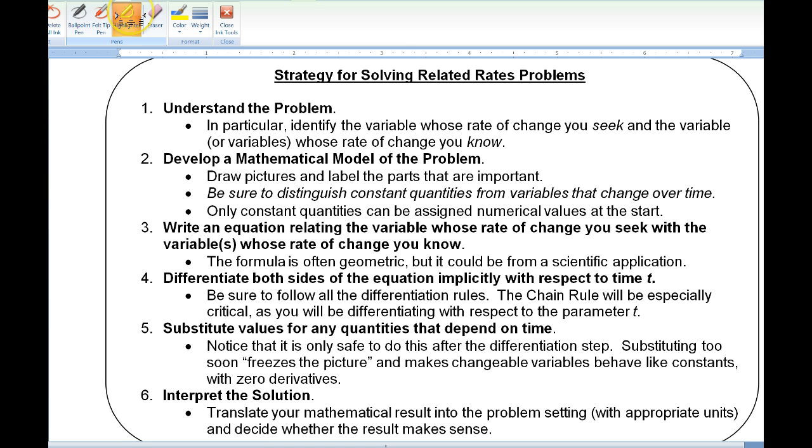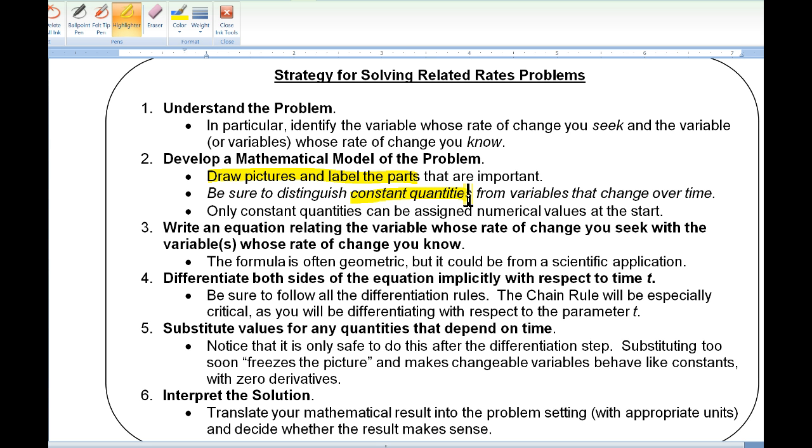Okay. Let's go through some examples. It'll make sense when we see the examples. So obviously, number 1, understand the problem. With word problems, that's kind of hard to do sometimes. There's a lot of reading. We have to draw pictures, label the parts. We also have constant quantities, like things that aren't going to change.